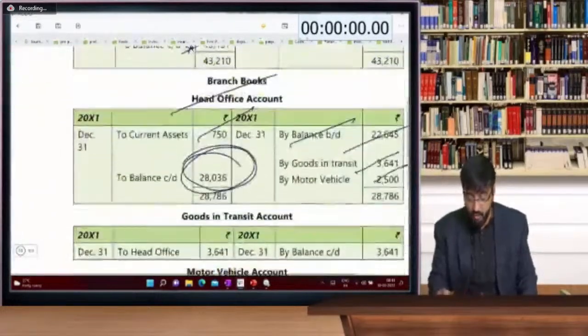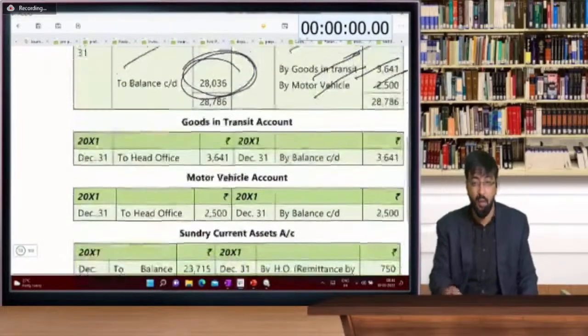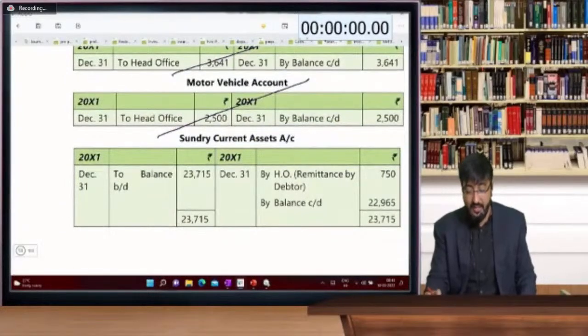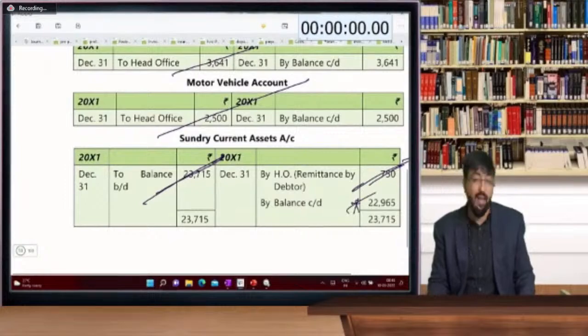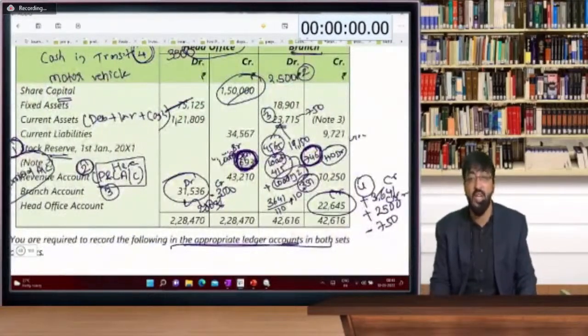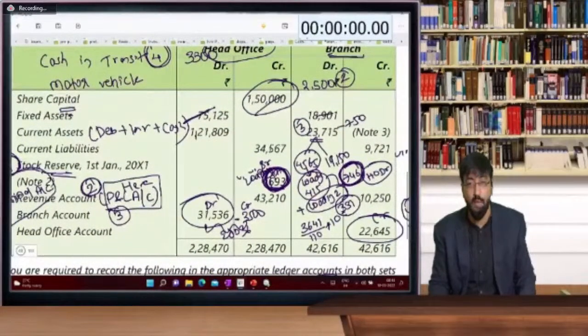So you can see here goods in transit, motor vehicle and current assets. Goods in transit account is open, motor vehicle account is open and current asset account, balance brought down minus 750. So your current asset balance is 22,695. Those accounts are open in which you are getting changes. See, you are not getting change in the fixed asset account of branch. So no, don't open that.